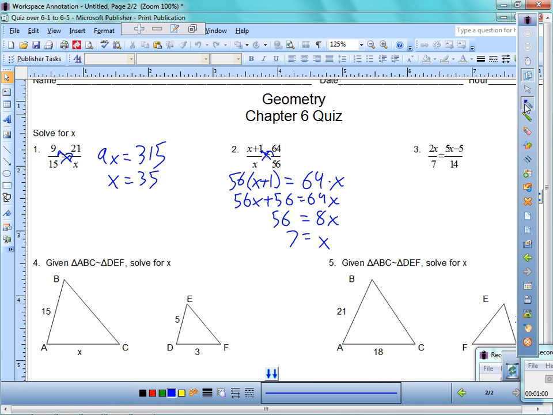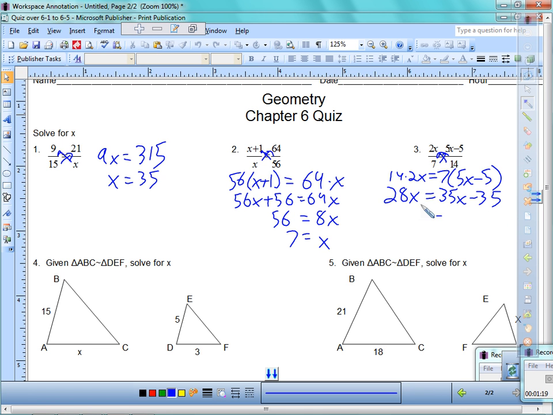Question number 3, I'm going to do the same thing, cross multiplication. So 14 times 2x is equal to 7 times quantity 5x minus 5. Same old here. Subtract this, so we get that to be negative 7x is equal to negative 35. X is equal to 5. Right.